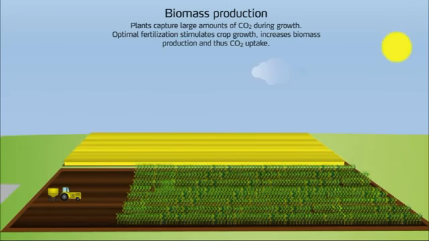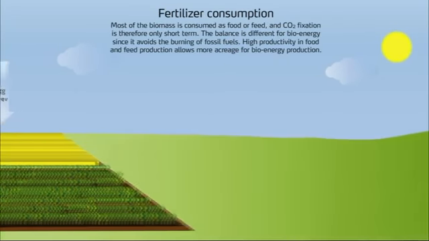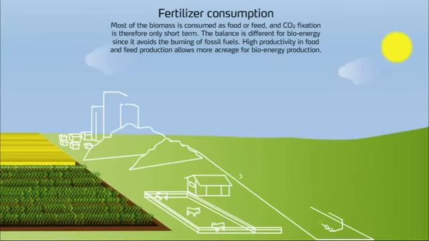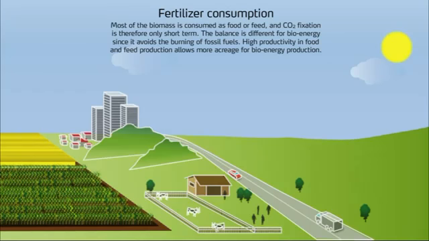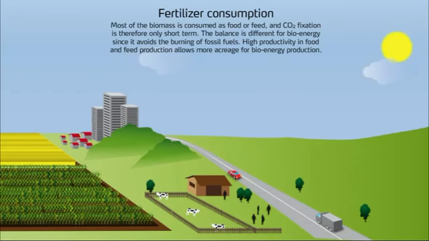Plants capture large amounts of CO2 during growth. Optimal fertilization stimulates crop growth, increases biomass production, and thus CO2 uptake. Most of the biomass is consumed as food or feed, and CO2 fixation is therefore only short-term.